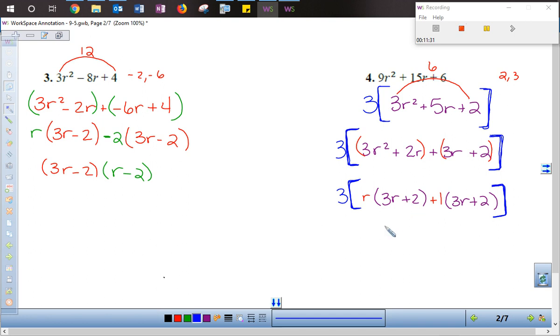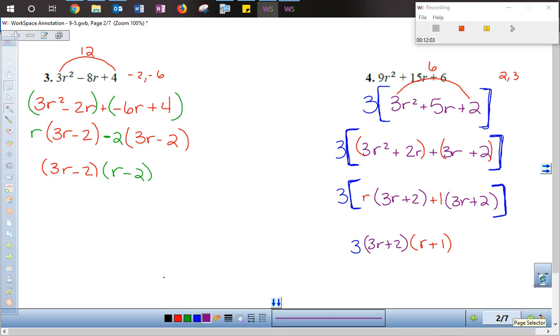Finally, let's double check our binomials to make sure they're the same. 3r plus 2 and 3r plus 2. They are the same, so they're going to come out first. So I have that 3r plus 2. And then whatever's left in front goes second. So r was in front of that first one, and plus 1 was in front of that second one. But don't forget, you need to bring down that greatest common factor to go in front. That's by itself all in the front.